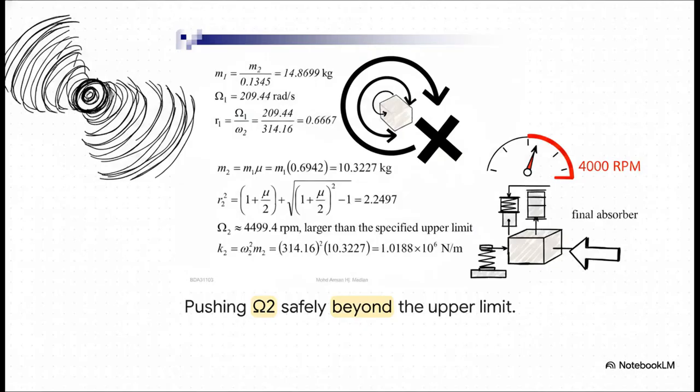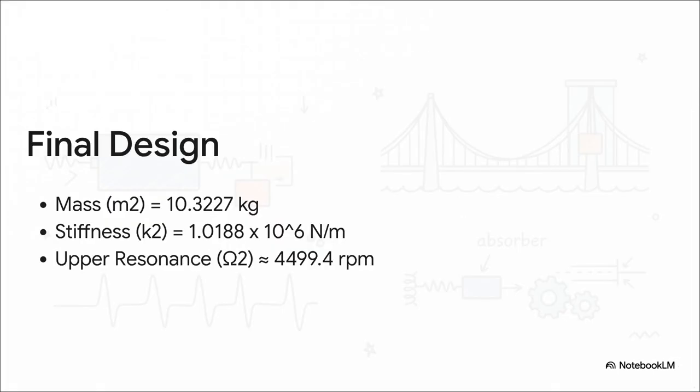Knowing the true mass of the system, we can ditch the trial mass. Now we size our final permanent absorber to guarantee that the upper resonance spike, omega 2, happens safely past the machine's absolute maximum 4,000 RPM red line. The math flawlessly dictates the physical reality for us. By using a larger 10.3 kilogram block with a specific cantilever stiffness of over 1 million newtons per meter, we completely shift the danger zone. The upper resonance is pushed way out to nearly 4,500 RPM, giving us a totally safe operating range across that entire 2,000 to 4,000 RPM band.